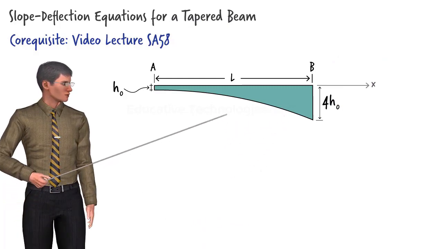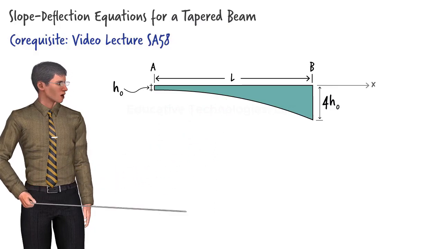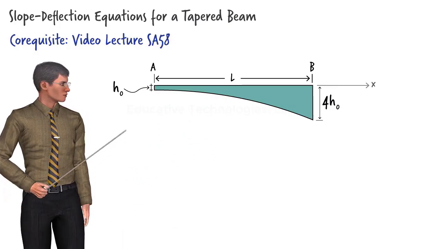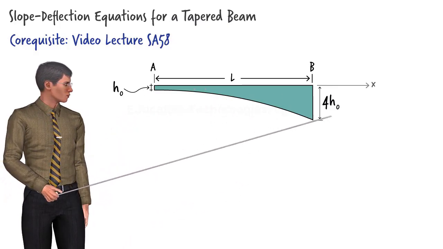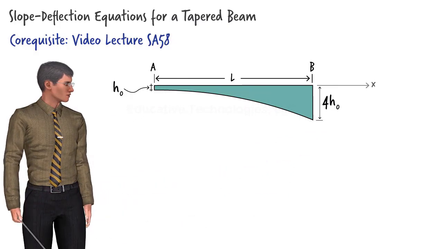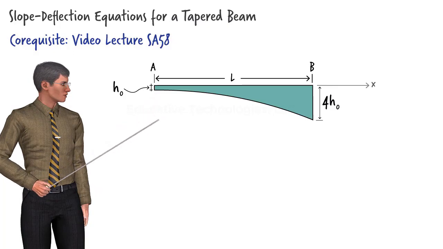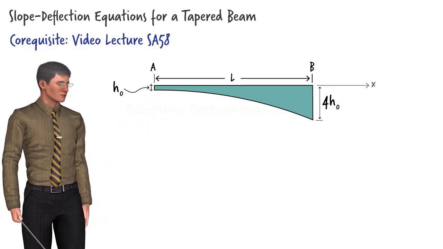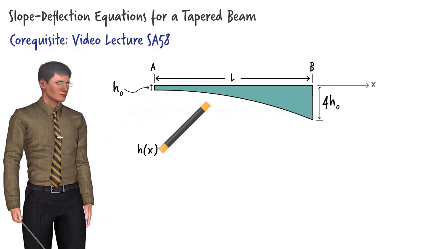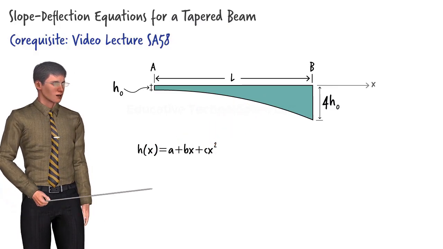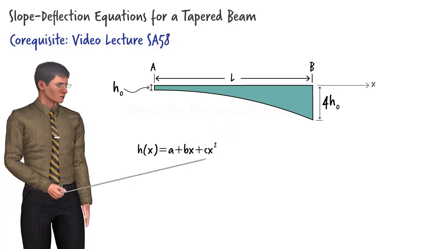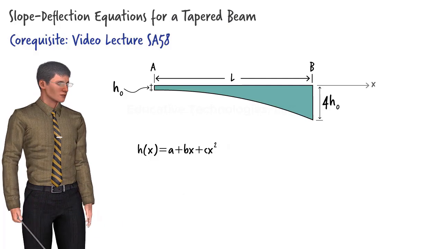The length of the beam is L, and its height changes in a nonlinear manner from h0 at the left end to 4h0 at the right end. Also, note the slope of the curve at end A. It is 0. We can describe the height of the beam using a quadratic equation like this, where coefficients A, B, and C are to be determined using three boundary conditions.